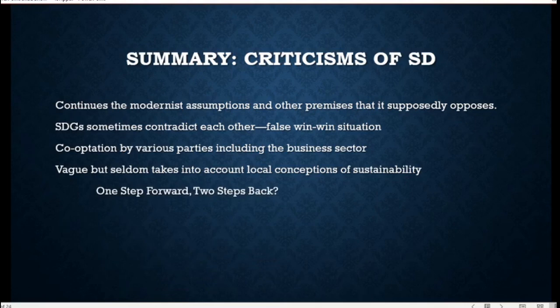So my question here is, are we doing one step forward and two steps back? In the 1970s, we had so much criticism from dependency theory, from environmental activists, and the basic needs approach, and things like that. So we did advance a little bit in terms of human development. We stopped focusing only on economic development, and we achieved some improvements in social indicators like health and education. But sustainable development seems to forget most of these lessons and go back to the modernist assumptions with a rhetorical inclusion of the environment.